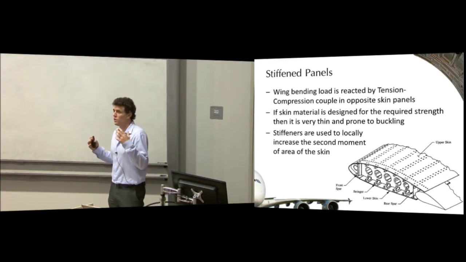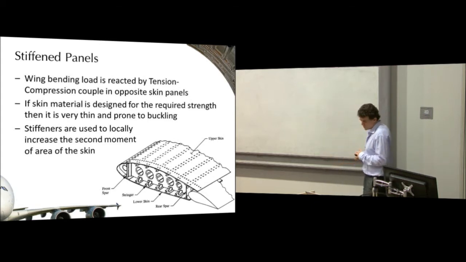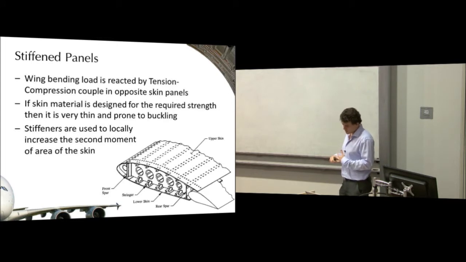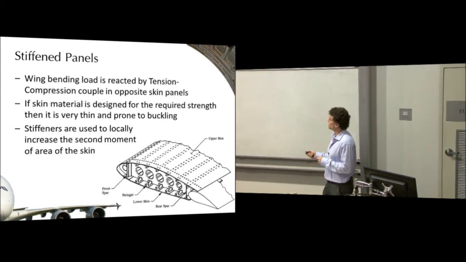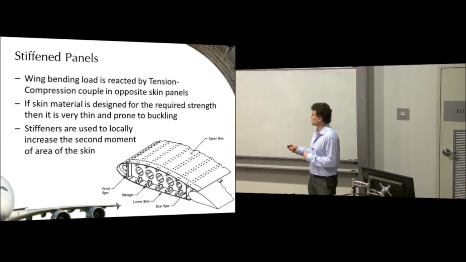Because it's thin-walled, if it's a normal positive bending load, the top surface is in compression and the bottom surface is in tension. If we've designed it purely for strength, then the skins are very thin and very prone to buckling. So we reinforce them with stiffeners. We exchange some of the material that would have been in the skin for material that's got local second moment of area, and that local second moment of area stops buckling. So we end up with the perfect compromise between a shell structure and a frame structure.